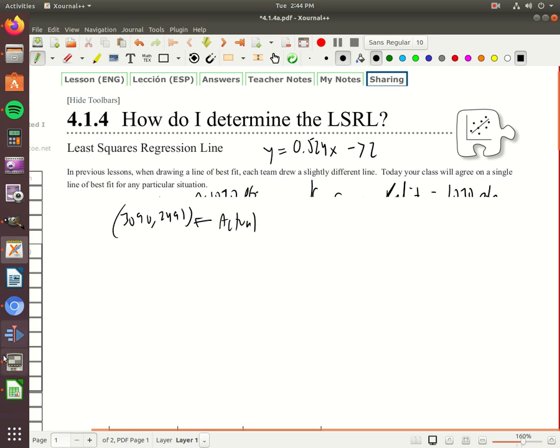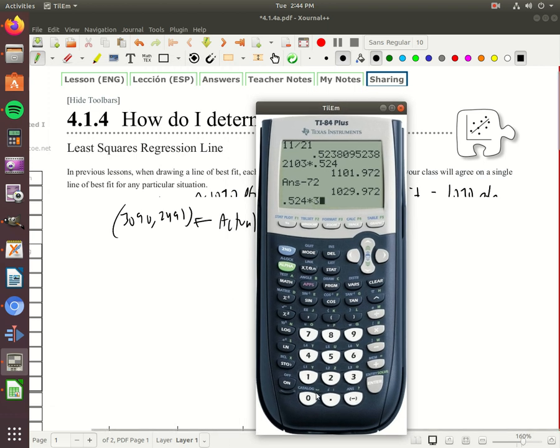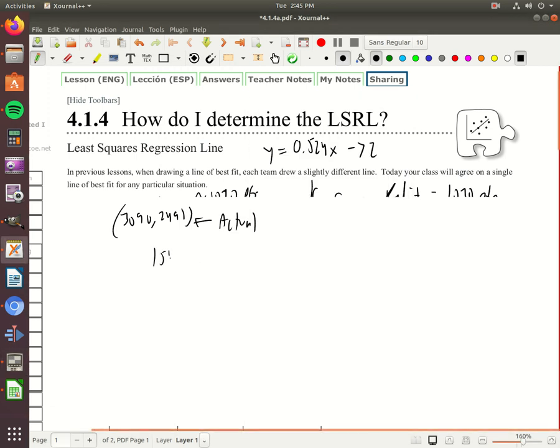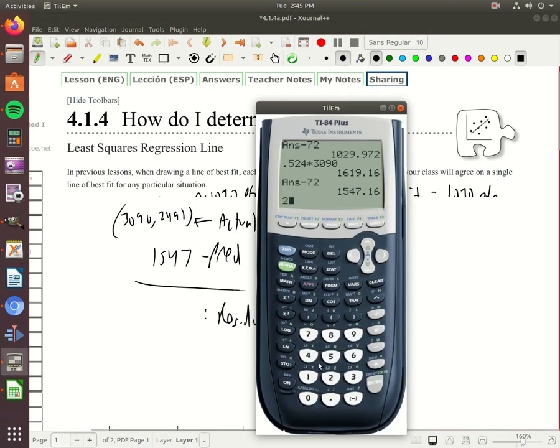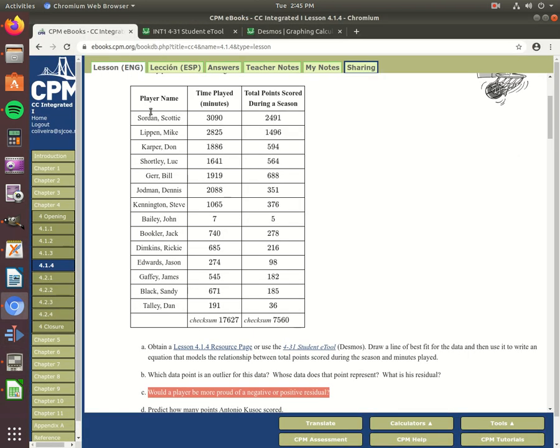Well, let's see what our prediction says. Our prediction says 0.524 times, we're going to plug in his x, he played 30, 90 minutes, minus 72. Our prediction is 1547. So our actual minus our predicted will give us the residual. Jordan's residual is 2491 minus 1547. So a 944 residual.